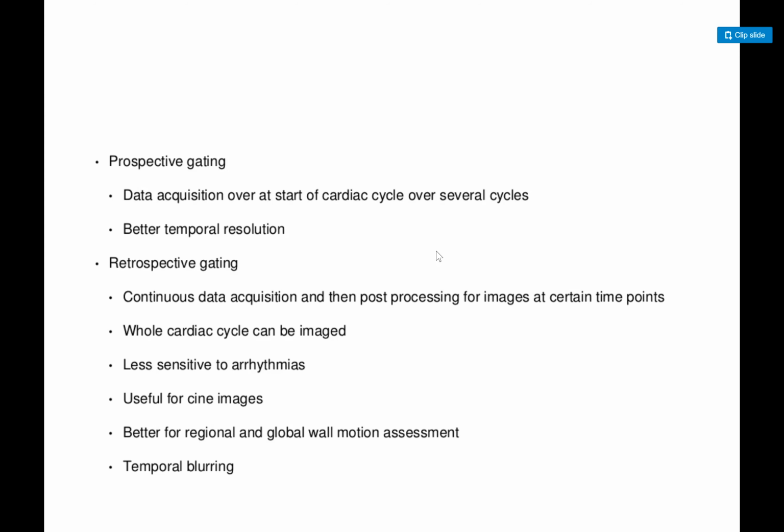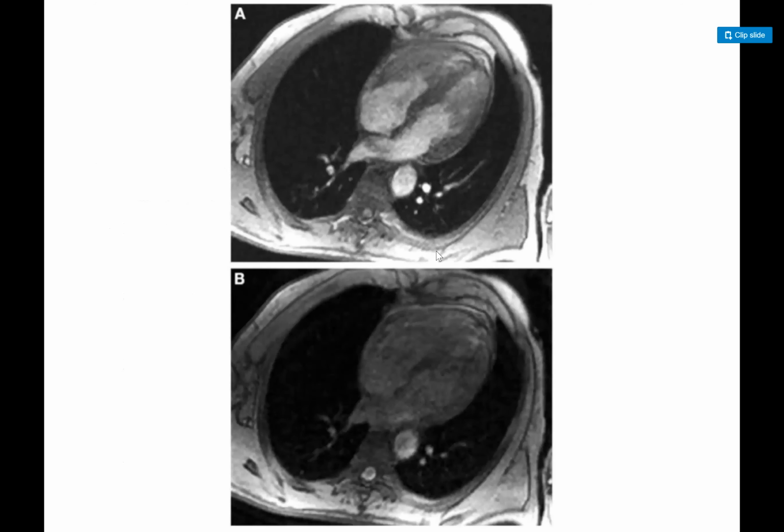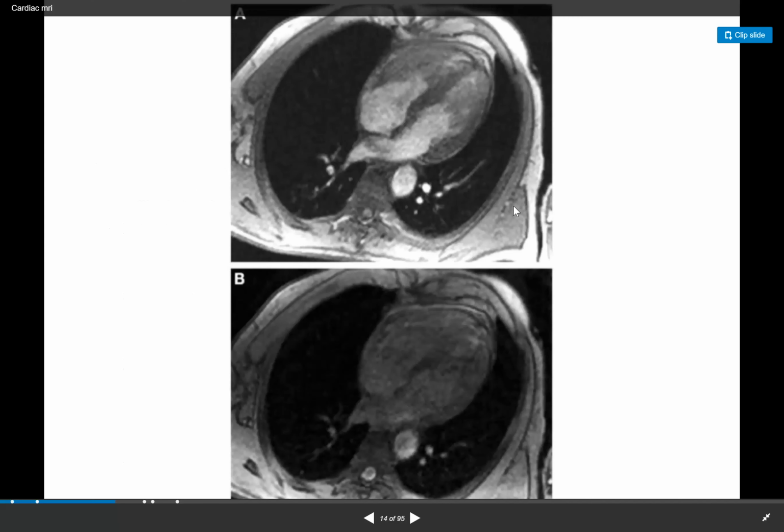But it's not good for temporal resolution. As you can see here, one of them is gated and one of them is not gated. And you can pick it up, right? The upper image is much better than the lower image, which is not gated. So that's how you will see.